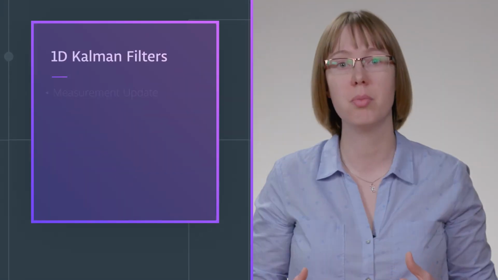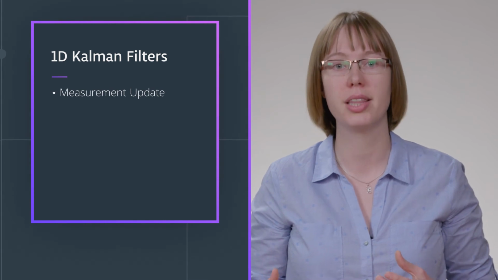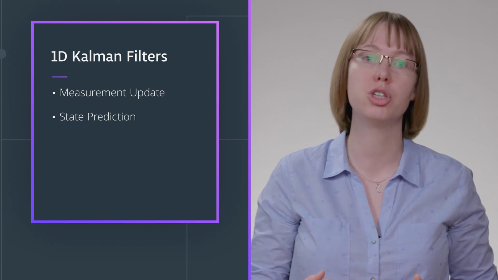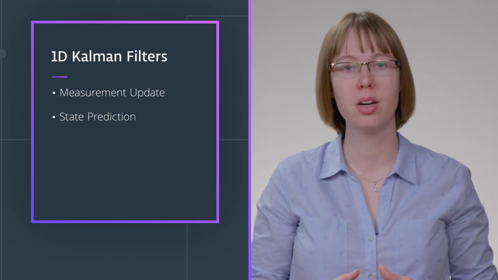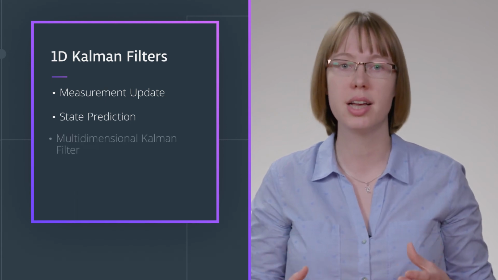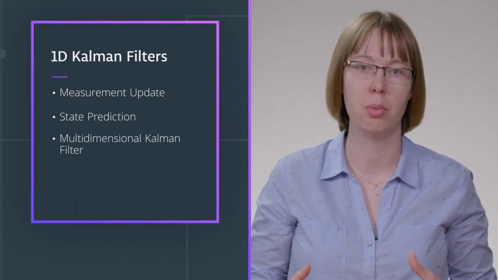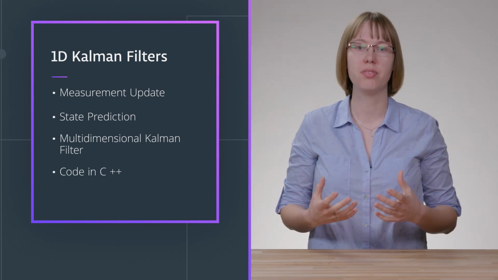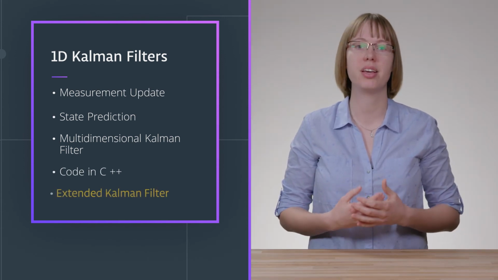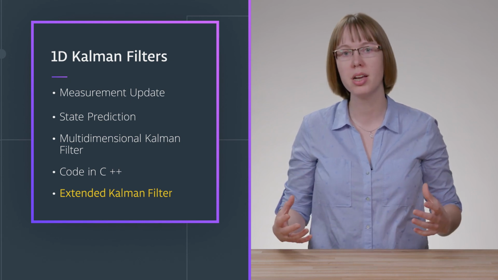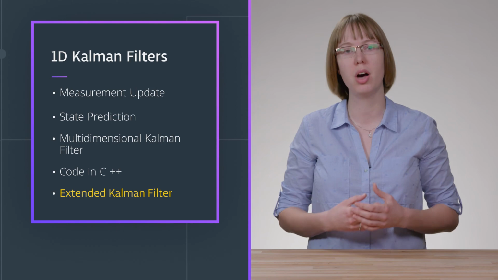You will first learn to implement the measurement update, and following that, the state prediction. Throughout this time, you'll be working with a one-dimensional Kalman filter. However, after gaining a better understanding of how Kalman filters operate, you will extend your knowledge to a multi-dimensional Kalman filter and even code one in C++. Once you're a Kalman filtering expert, we will look at how the extended Kalman filter allows us to solve a wider range of problems and help us with real-world robot localization.